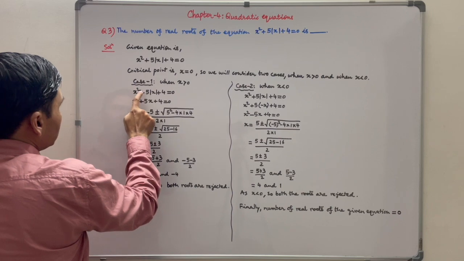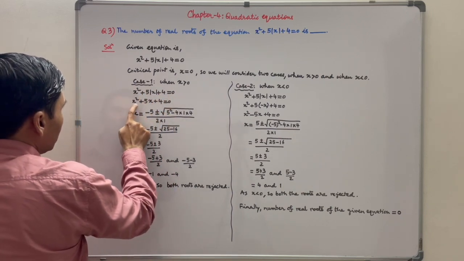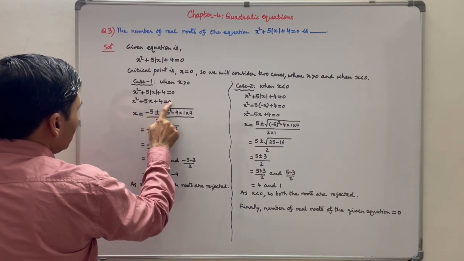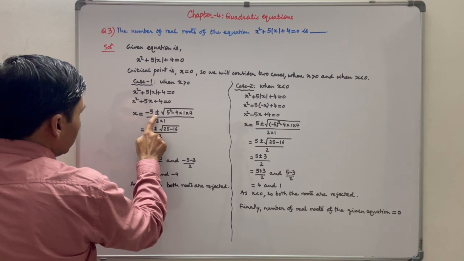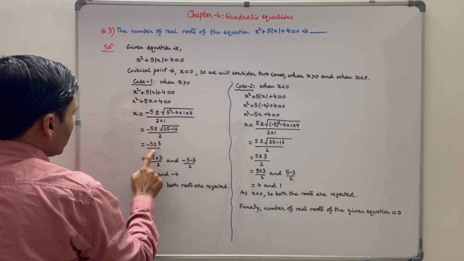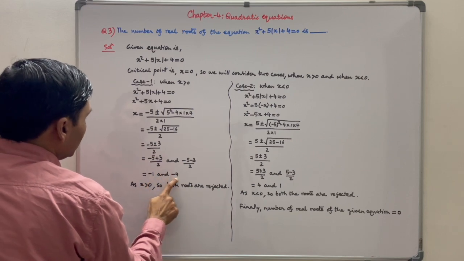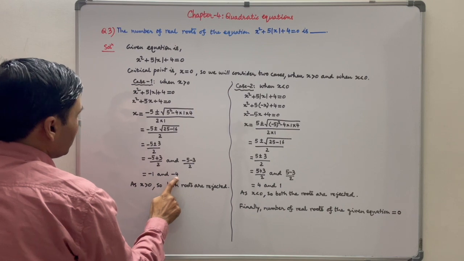So x square plus 5 mod x plus 4 is equal to 0 will be written as x square plus 5x plus 4 is equal to 0. Its roots are given by minus b plus minus under root b square minus 4ac upon 2a. So the roots are minus 1 and minus 4. Since x is greater than 0, both the roots are rejected.